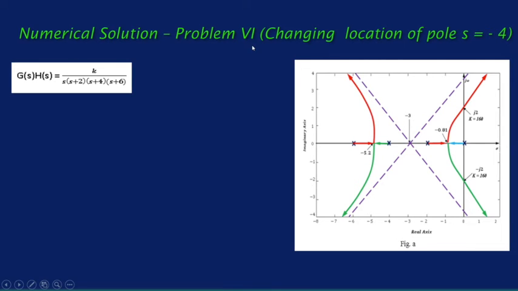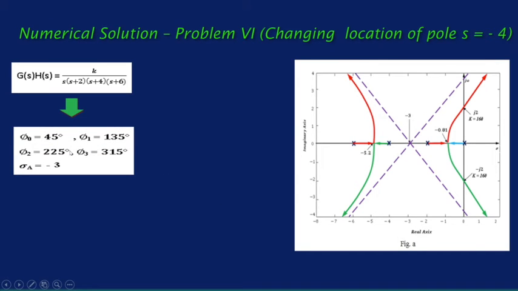Numerical solution problem 6. Changing the location of the pole to s equal to minus 4. That means in the same example, G(s)H(s) equal to K by s into (s + 2). Instead of (s + 3), we can write (s + 4) into (s + 6). That means 4 poles are present in the system. So draw the 4 poles at 0, minus 2, minus 4, minus 6.